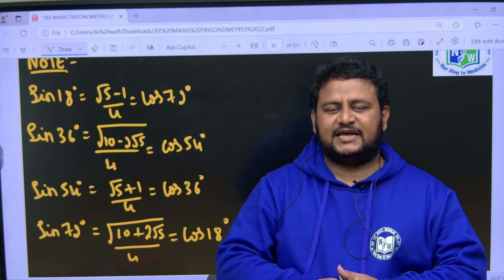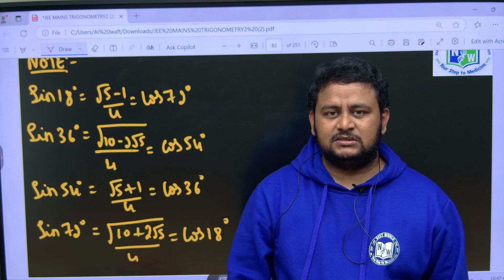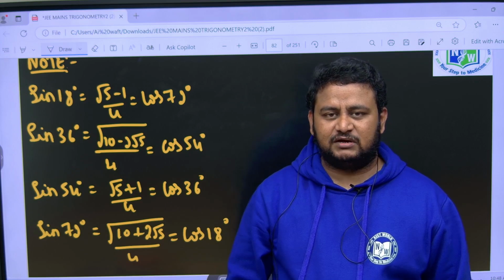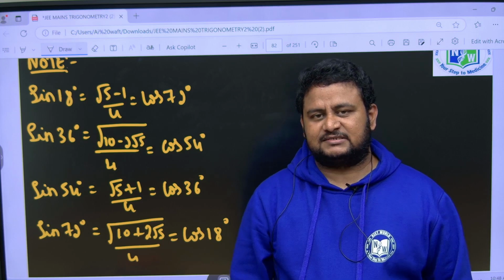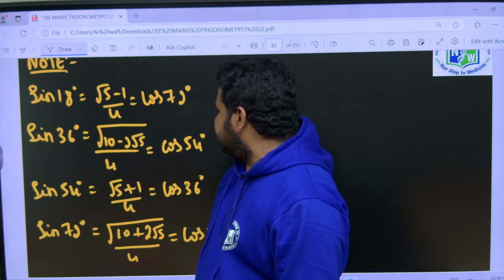When you talk about sin 18 degrees, it is (root 5 minus 1) by 4. What about cos 18 degrees? It is (root 5 plus 1) by 4. Wherever sin is there, it is coming minus in between. Wherever cos is there, it is coming plus. So be careful with that.